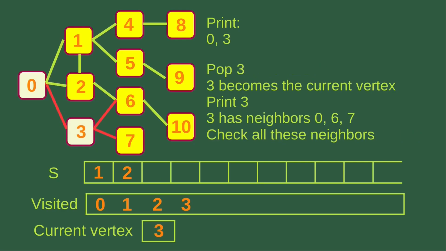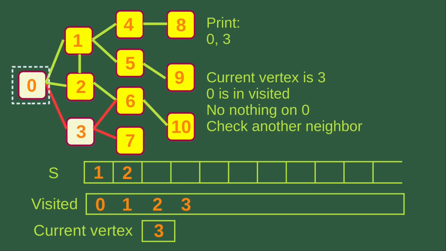Now we pop the stack to get 3, which becomes the current vertex to handle. And 3 becomes the next element to be printed, which refers to my traversing sequence. And 3 has neighbors 0, 6, and 7. I need to check all these neighbors of 3. Now, let us check vertex 0. 0 is already in the visited set, and we just do nothing on it. We go to check another neighbor.